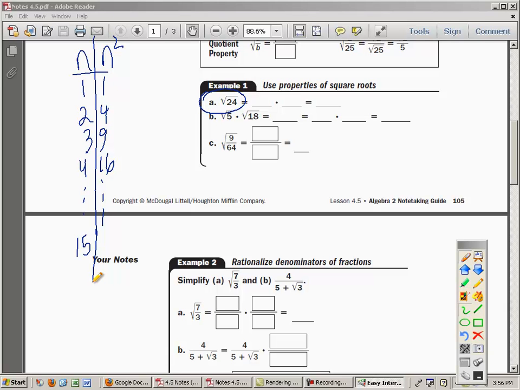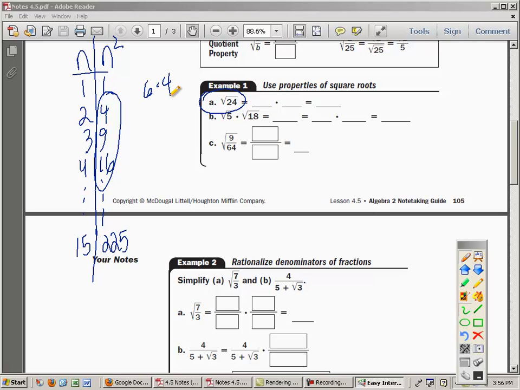I mean, the more perfect squares you know, the easier your work is going to be. And then, like I said, there are plenty of them in between. So I want to write 24 as the product of two numbers where I can take the square root of one of them. Well, to take the square root of a number evenly, it has to be a perfect square, right? Well, 24 is the same thing as 6 times 4, isn't it?